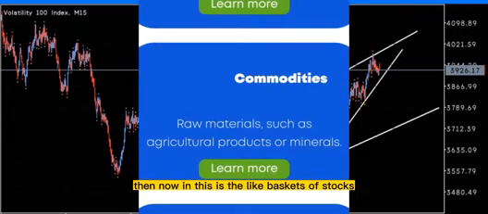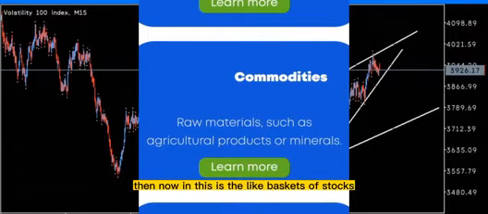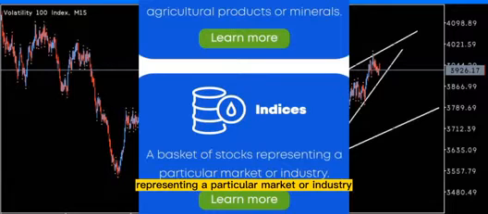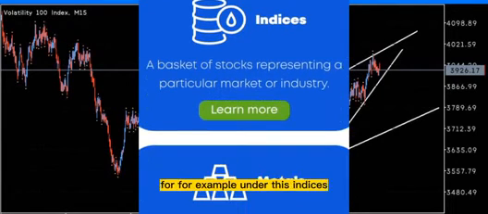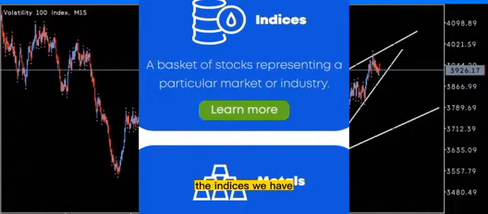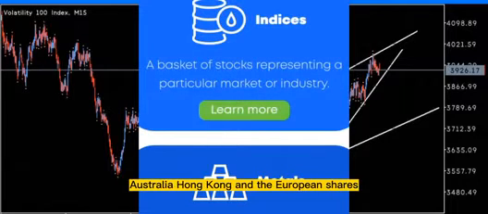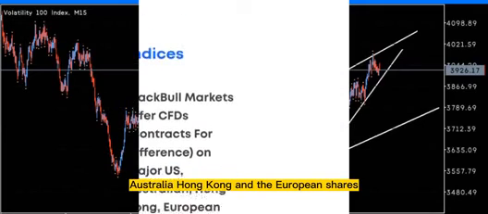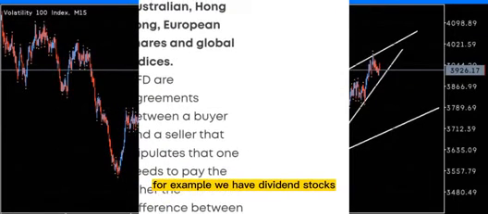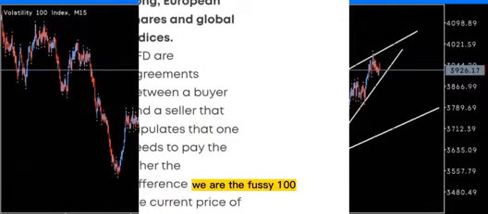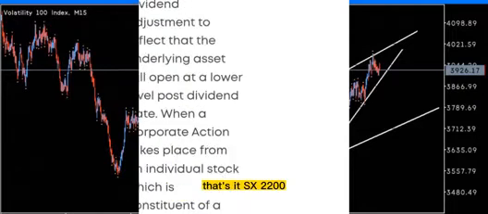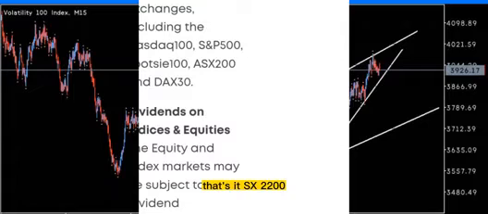Then indices. Now indices, they are like baskets of stocks representing a particular market or industry. For example, under these indices, we can take a look at what are those things that are under indices? We have contract for differences on major US, Australia, Hong Kong, and the European shares. For example, we have dividend stocks, we have Nasdaq, we have the S&P 500, we have the FTSE 100, we have the Australian index, that's the ASX 200, and we have the DAX.